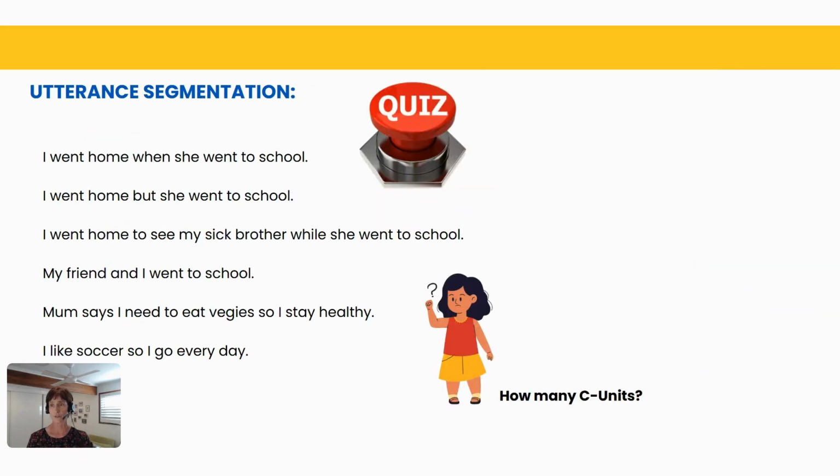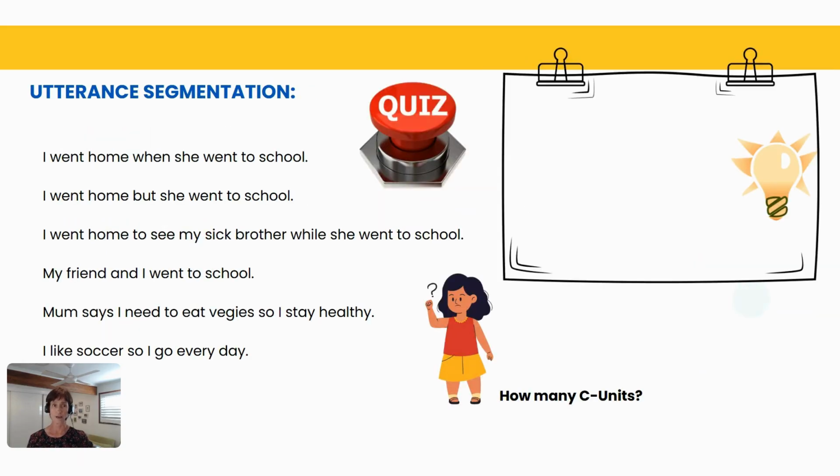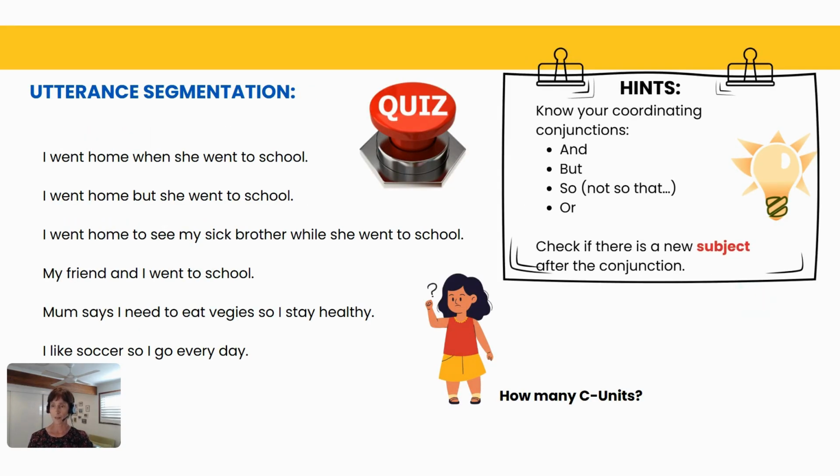So let's go through some together and I'll put the hints back on to make it easier. I went home when she went to school. So when is a conjunction. In this instance, a subordinating conjunction. So this utterance is one communication unit. What about the next one? I went home, but she went to school. So we have but, a coordinating conjunction, she, a new subject. So in this instance, there are two communication units.